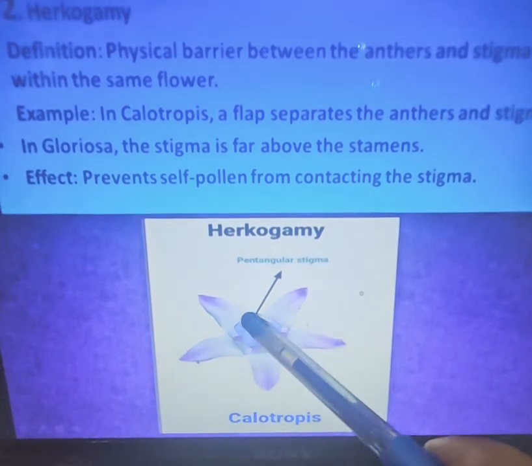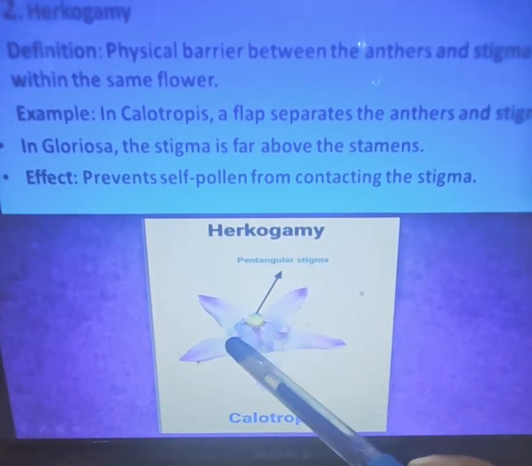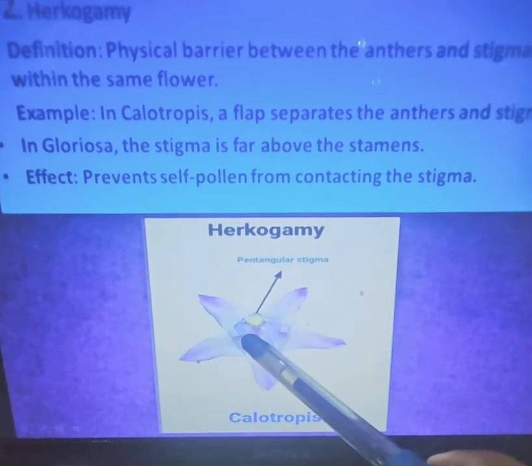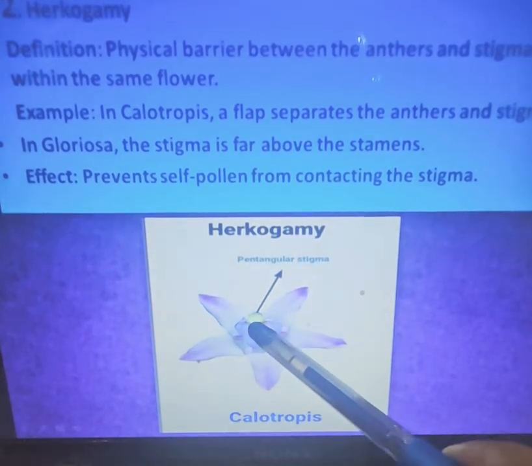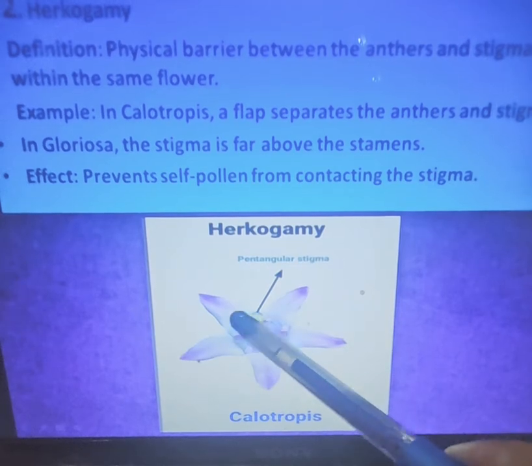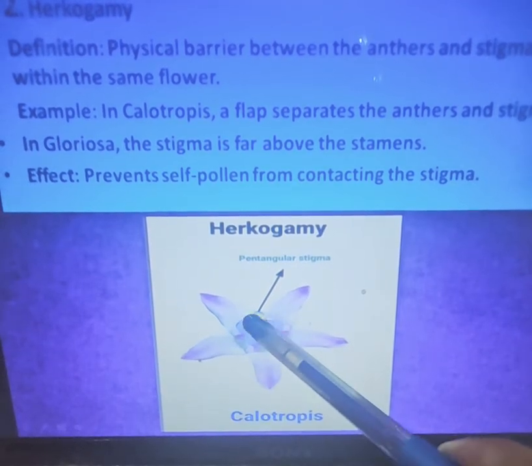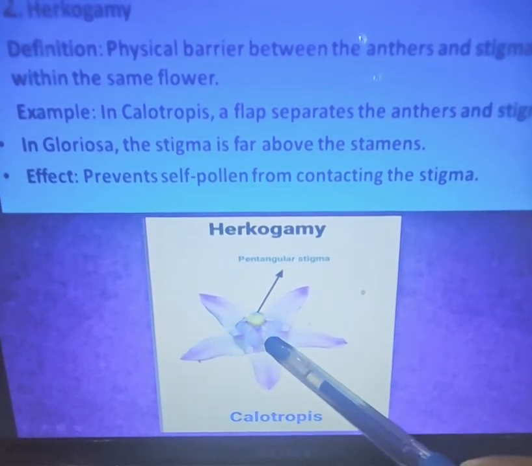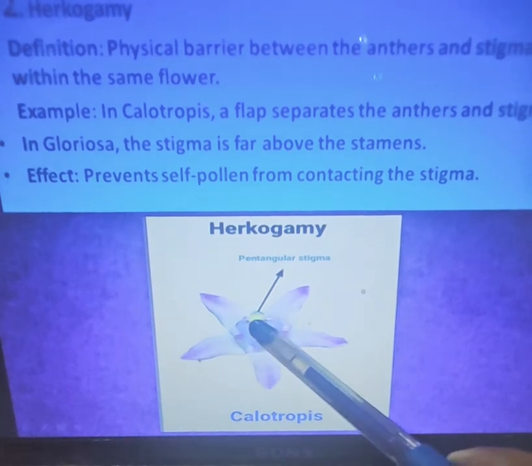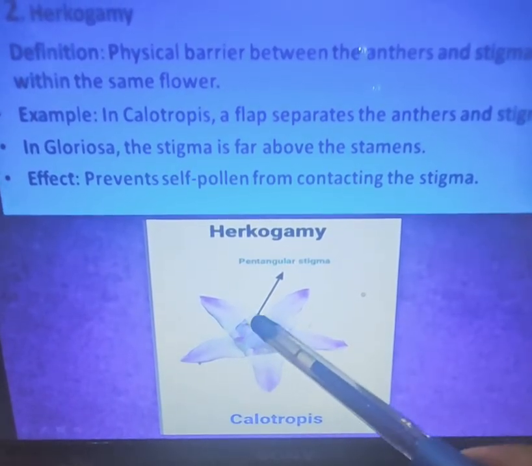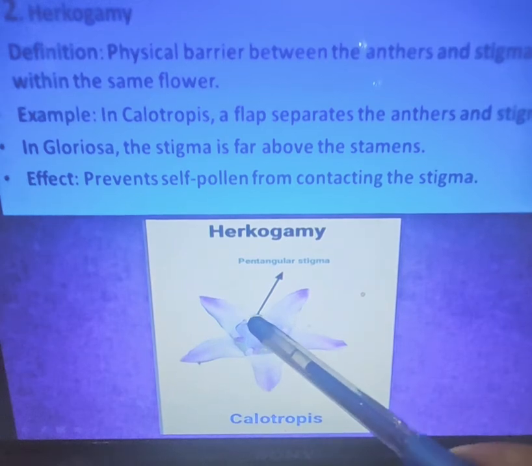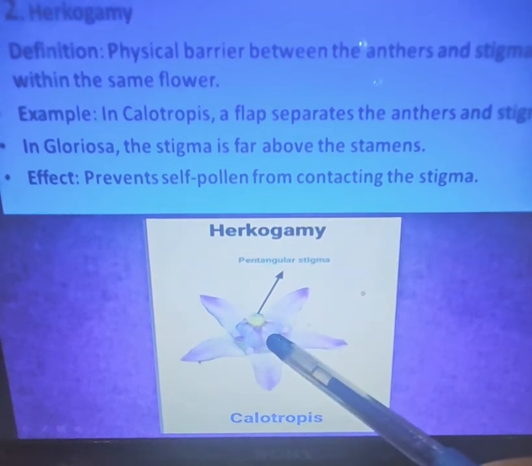Both stigma and anthers are present, but between this stigma and these anthers, you can see there is a yellow colored flap which is preventing these two from self pollination. They will not undergo self pollination. This flap will prevent them from it. They will undergo cross pollination.